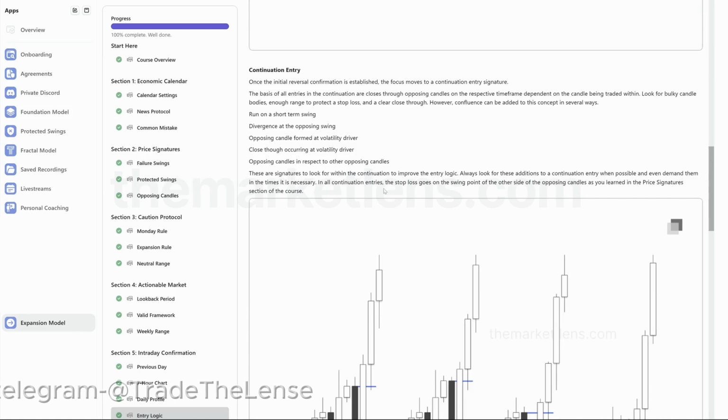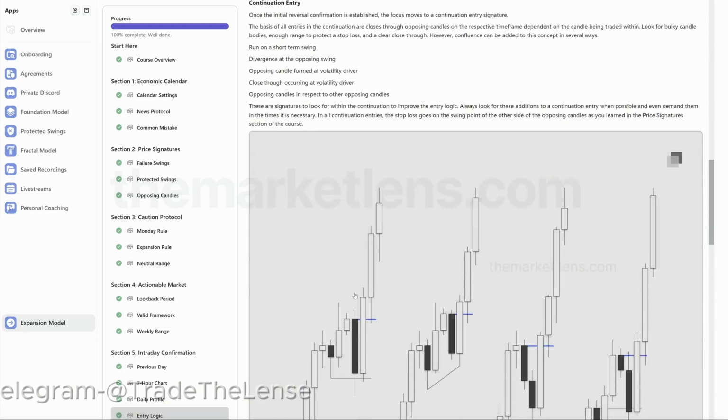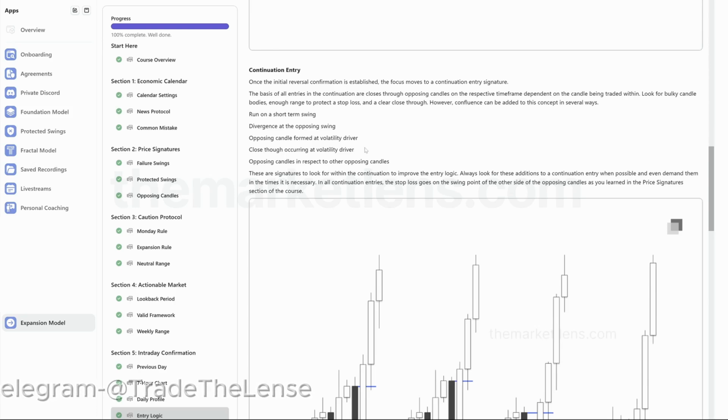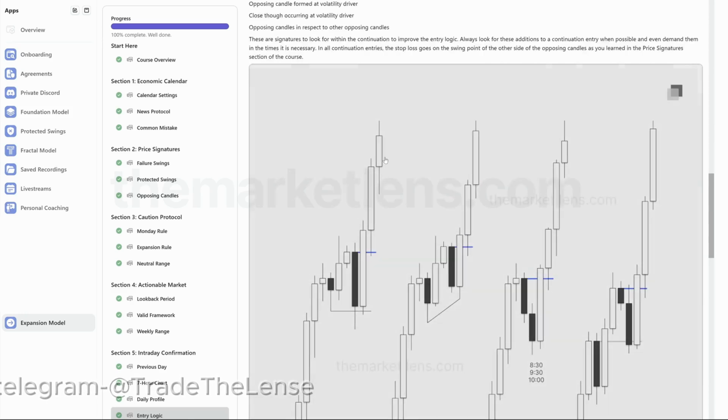This is just like in the opposing candle section. The basis of this is just a bulky series or single opposing close candle that is closed through in the continuation. But we can add confluences alongside this. And the few things that we can do: a run on a short-term swing, a divergence at the opposing swing, an opposing candle formed at a volatility driver, a close through occurring at a volatility driver, an opposing close candle in respect to other opposing close candles. So that's what you have here.